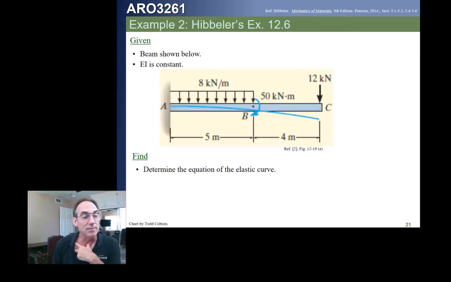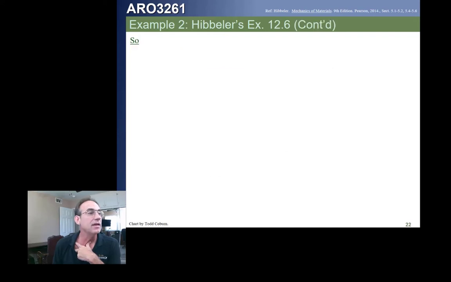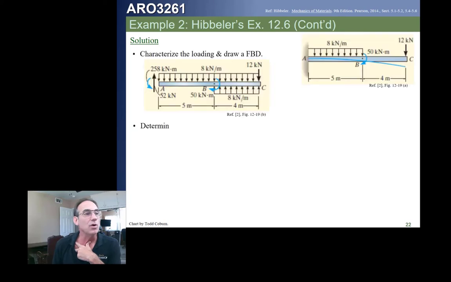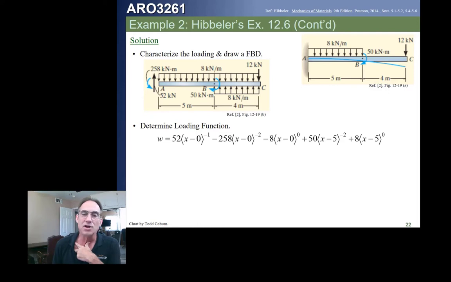going to have to characterize this loading because this distributed load doesn't go to the end of the beam. Looks like a simple characterization. So we start off by taking that 8 kilonewtons per meter and driving it all the way to the end, because once you turn those puppies on, you can't turn them off without giving it a cold shower, as you see down here, the minus 8 kilonewton per meter.